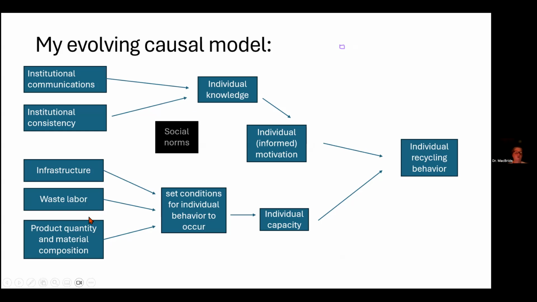And then, as I mentioned before, what I also strongly felt was that infrastructure and labor, and also what things are made of, and how much they are being marketed, how much packaging, for example, is being used with something like food, these things all set the conditions for individual behavior. And so the model was, I called that individual capacity. Can they do it if they want to do it? And these two factors combine, in my understanding, to drive recycling behavior.